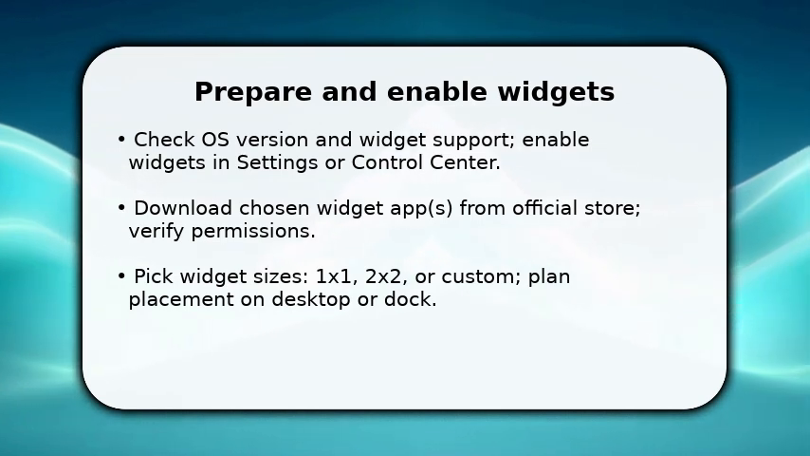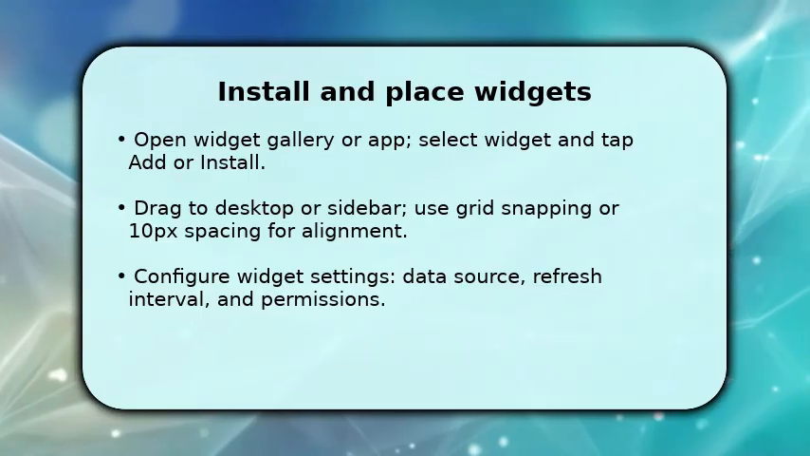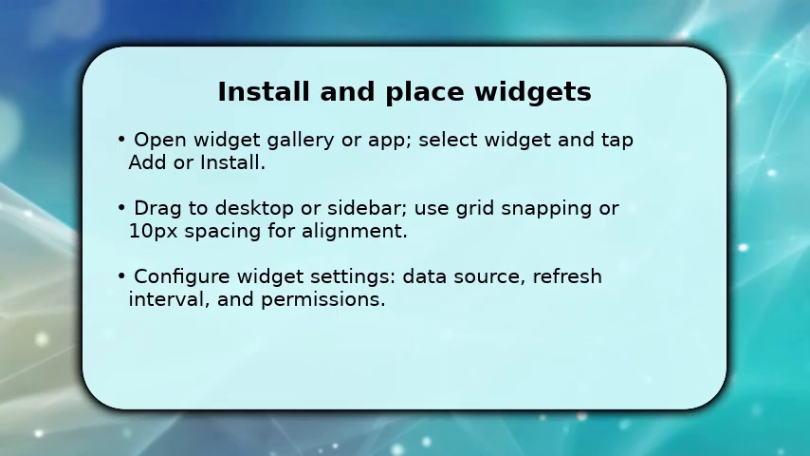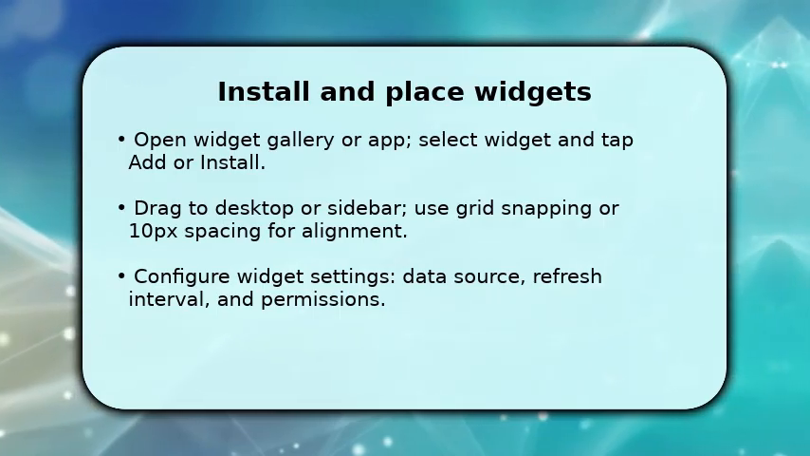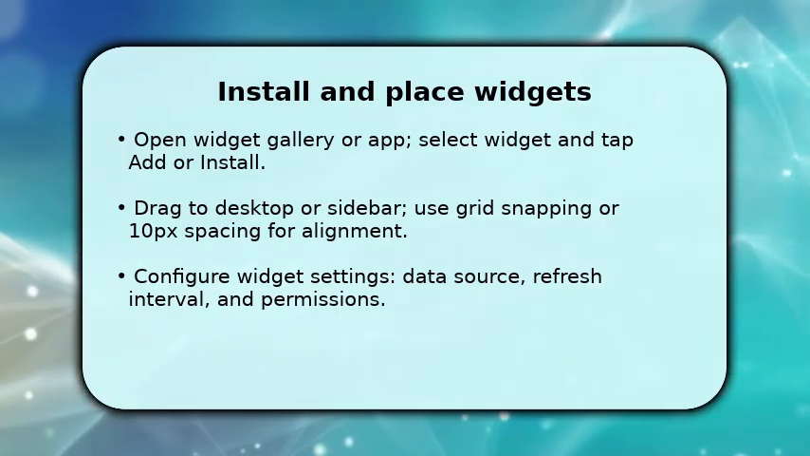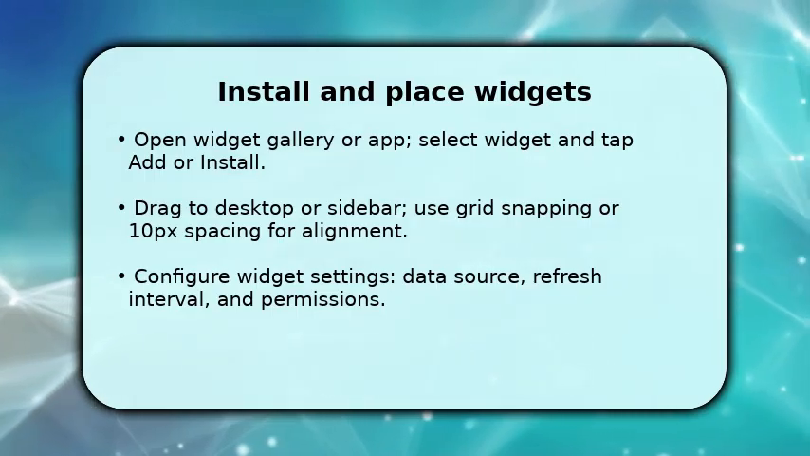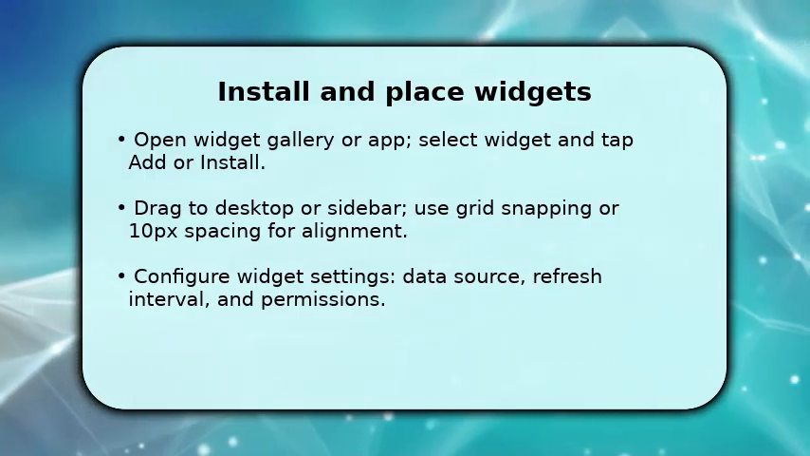You now open the widget gallery or the app you installed and pick the widget you want. Press Add to place it. Drag the widget into position, using grid snapping or a 10px spacing rule to keep things tidy, and resize by grabbing the corner handles. Then make sure to configure its data source and refresh interval so information stays current.